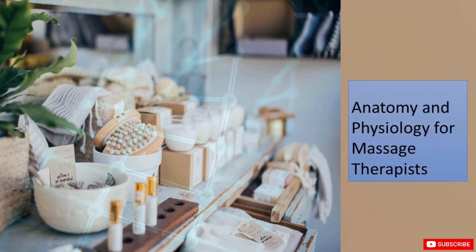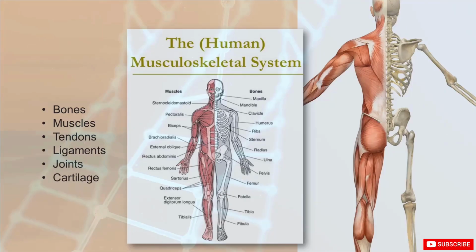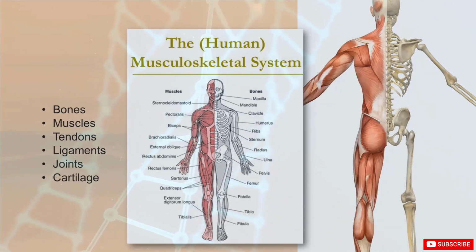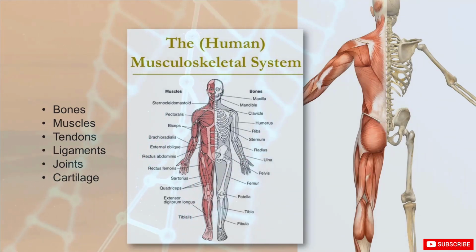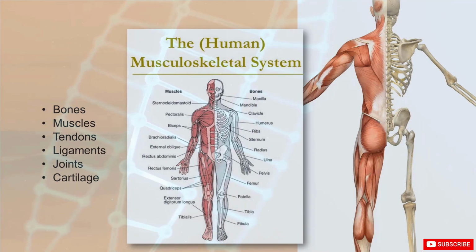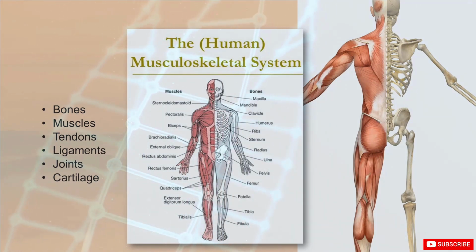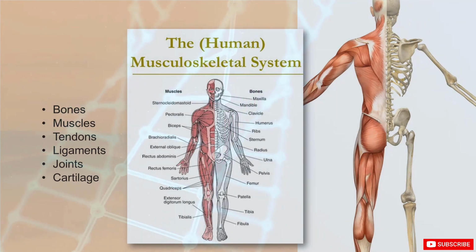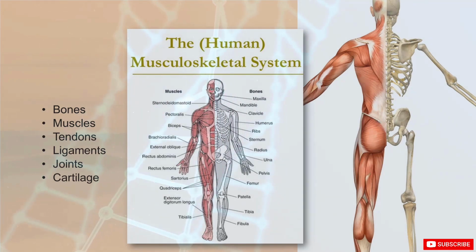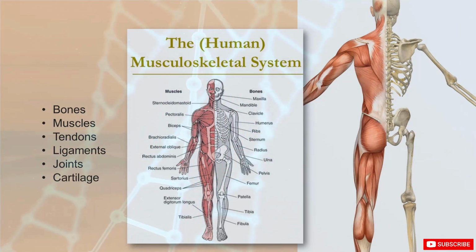Anatomy and physiology for massage therapists. Overview of the musculoskeletal system. The musculoskeletal system is a complex and intricate network of bones, muscles, ligaments, tendons, and joints that work together to provide structure, support, and movement to the human body. It plays a vital role in maintaining posture, facilitating motion, protecting internal organs, and supporting the body's overall functions.